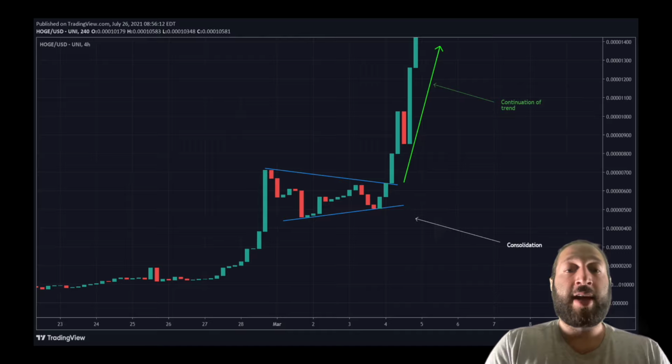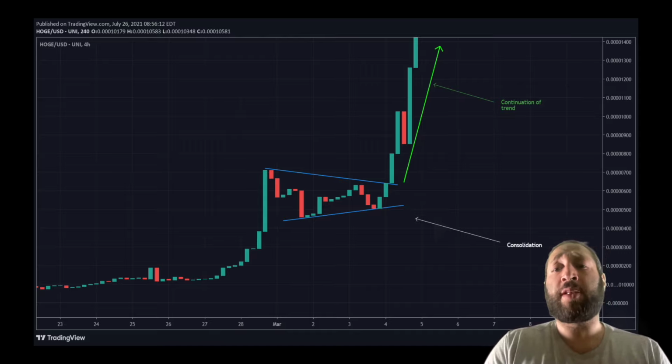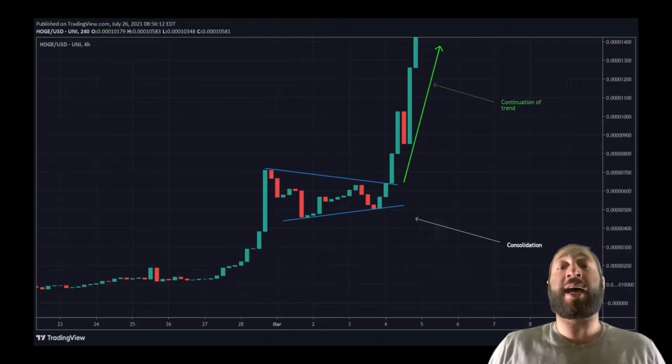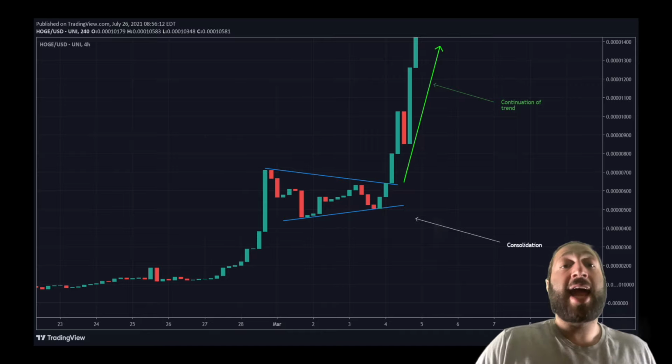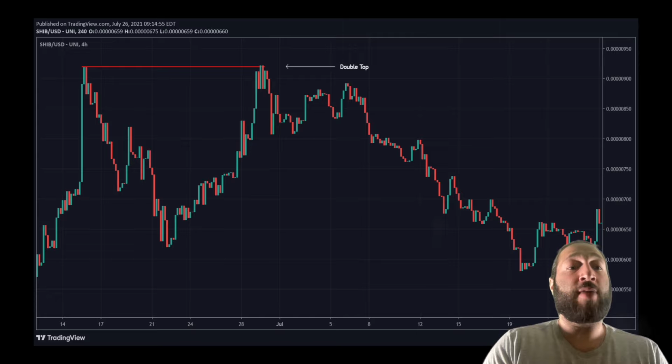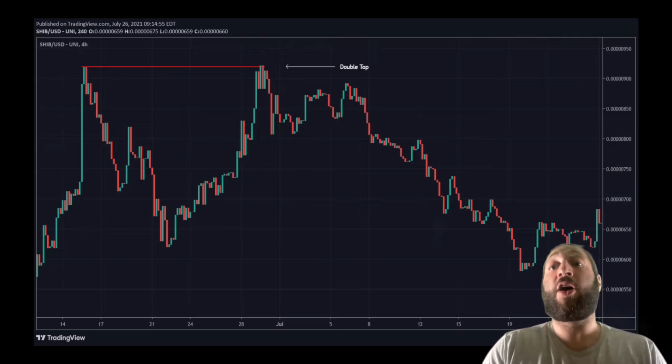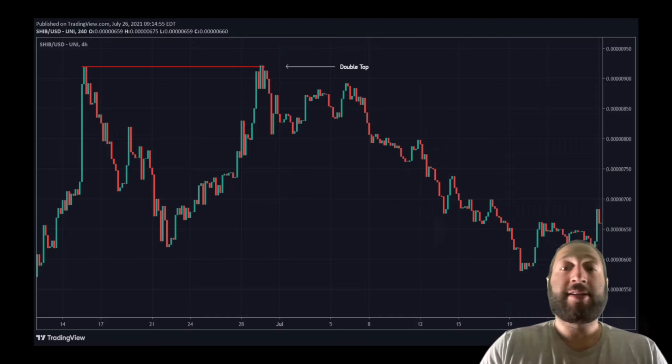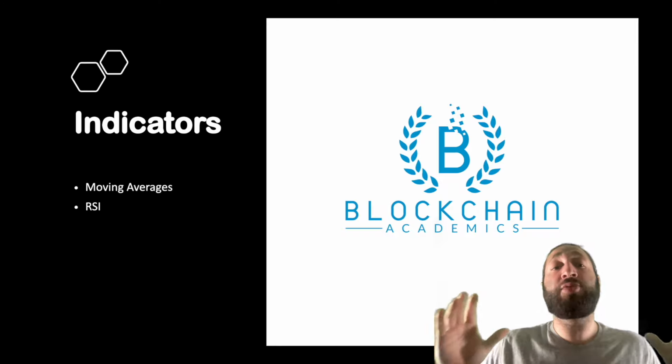So you can see here that we moved up very quickly. We consolidated and chopped for a little bit, and then we moved up in the same direction. And that's the perfect example of a continuation pattern. And then this is a reversal pattern. So we see the previous trend right here, which is upwards. We make the first top here. We do a double top, and then we're actually moving in the opposite direction from the prior trend, which is now down.